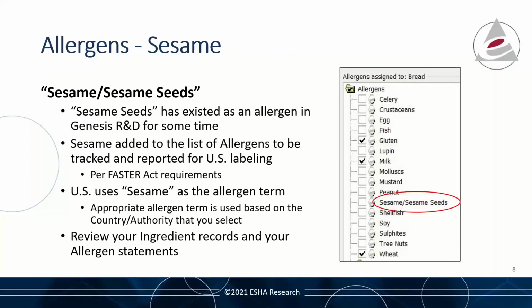We talked about the FASTER Act earlier in the year, and we have a webinar that provides more detail on the regulatory aspects. But in short, sesame is now one of the 9 major allergens that shall be declared on U.S. food packages when present in the food. The sesame seeds allergen has existed in Genesis for some time, but previously it wasn't connected with the U.S. allergen set. So with Genesis 11.11, the allergen name now shows as Sesame/sesame seeds, and it's included in working with the U.S. allergens.